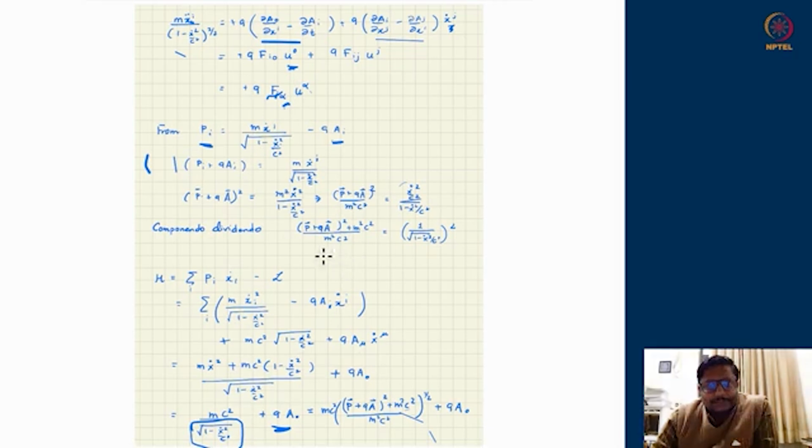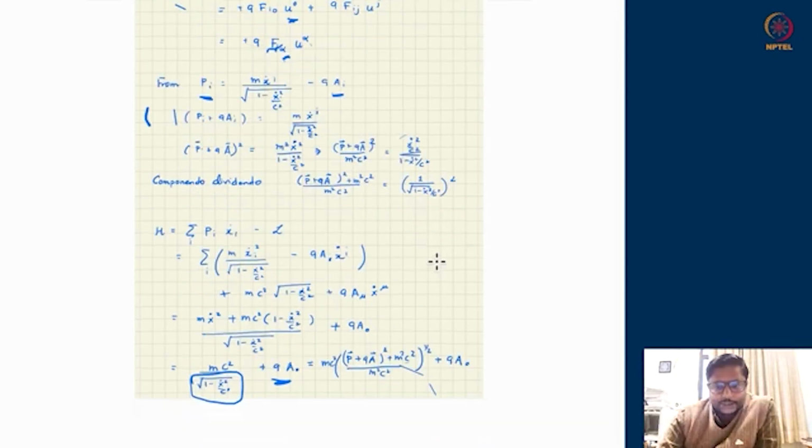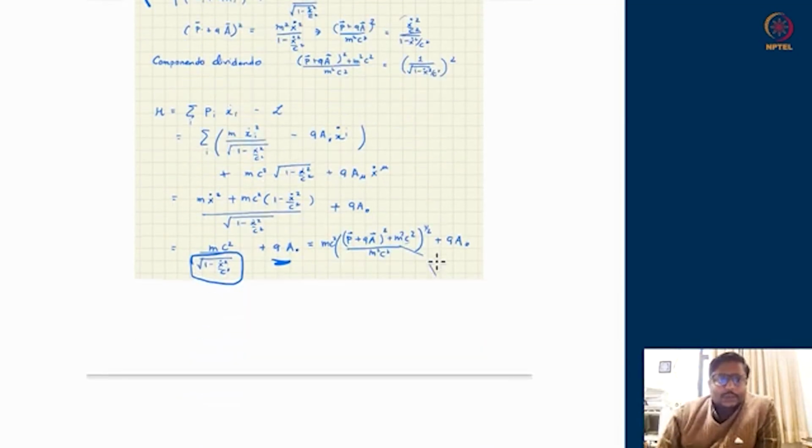And now I can play a simple componendo dividendo kind of trick. I add the numerator and denominator on the top and leave the denominator in the bottom, and this is the structure I will get. I have written 1 minus v square upon c square, the whole thing, as a square root squared. This is just a funny way of writing 1 minus v square by c square. Why I am doing so will become clear in a minute. Now let us look at the Hamiltonian.